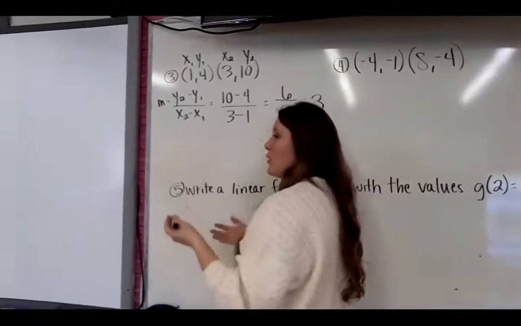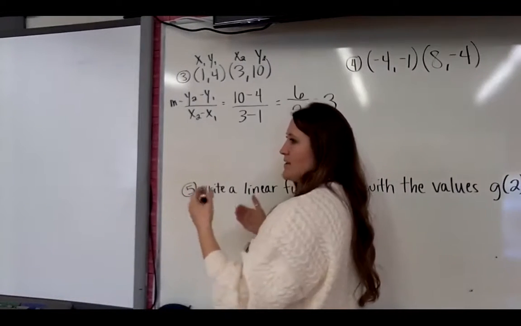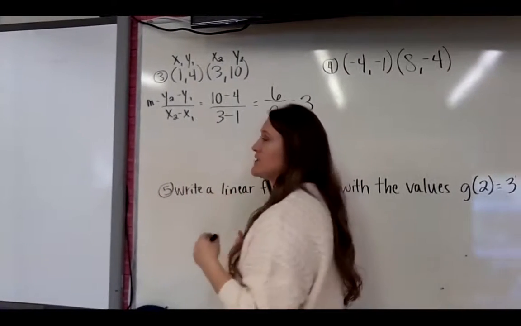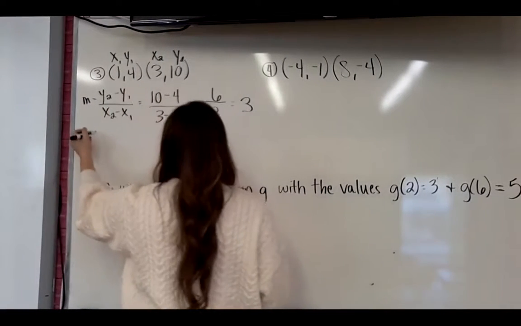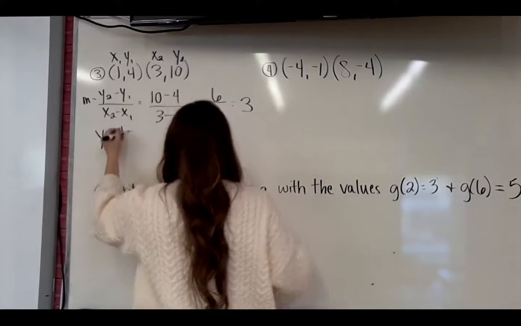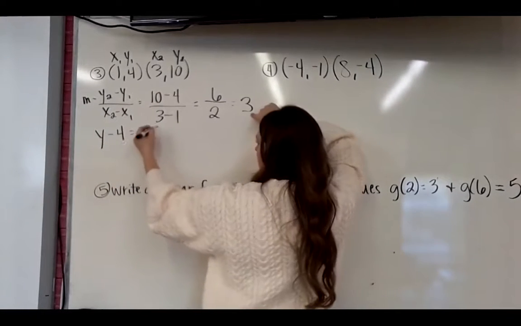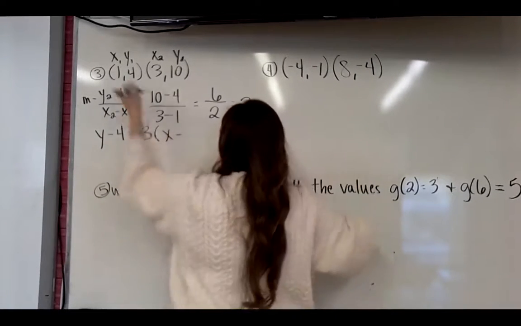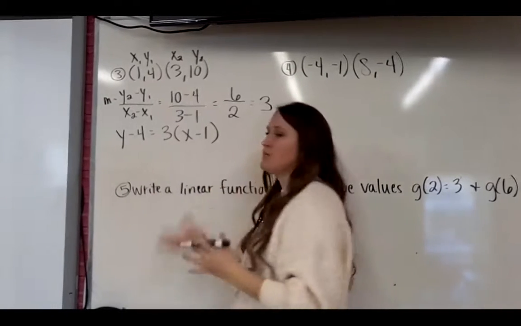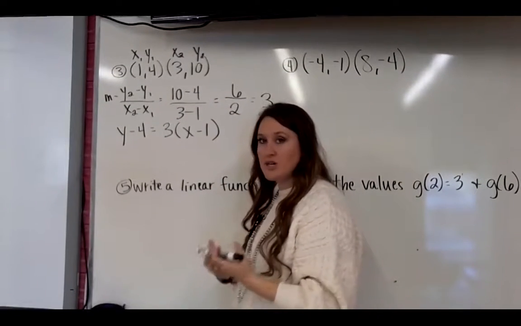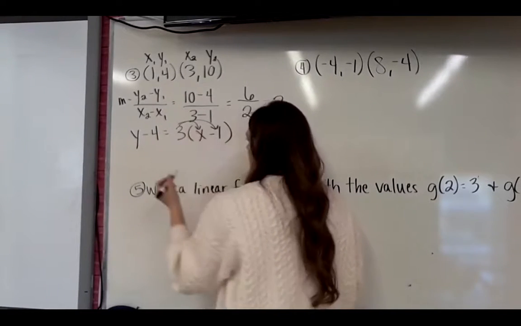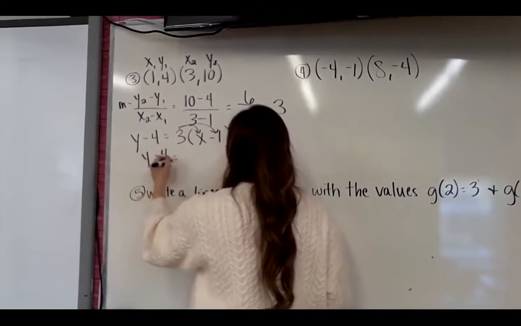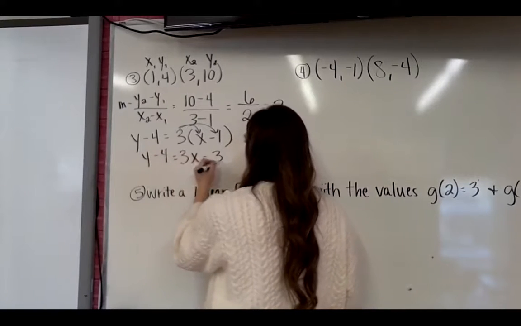Now for your point slope form, y minus y1 equals m times x minus x1. You already have your first point. So I have y minus y1 equals m, we just found that, it's 3, times x minus x1. From here, remember now we work it out and turn it into slope-intercept form. So I can distribute this 3. Y minus 4 equals 3x minus 3.